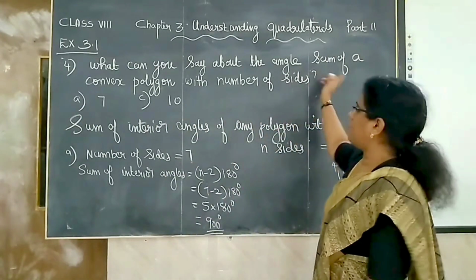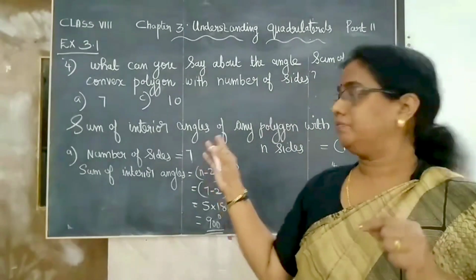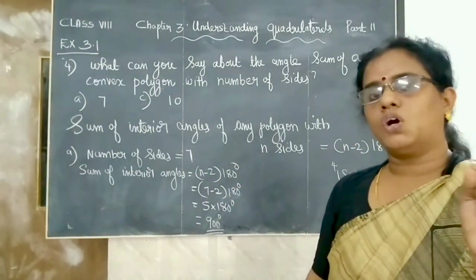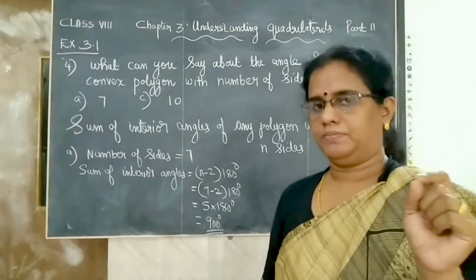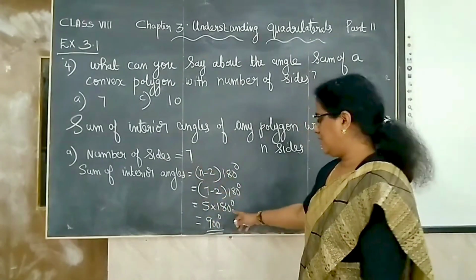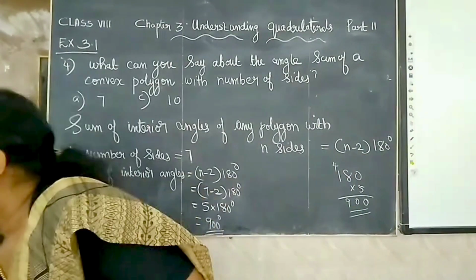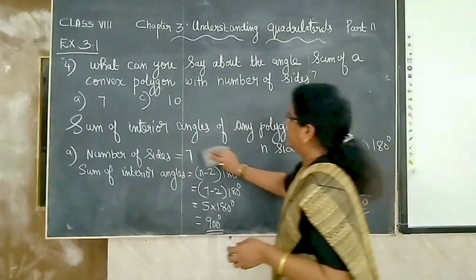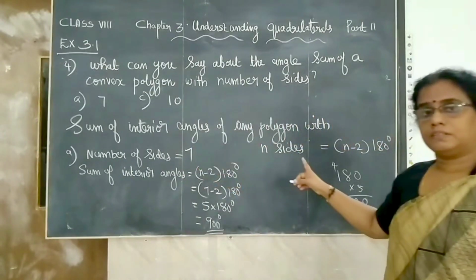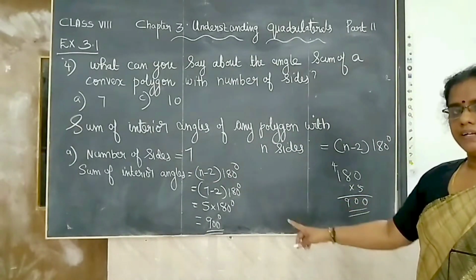Here the question is, can you say about the angle sum? We have to find the interior angle sum, because the sum of exterior angles is always 360 for any polygon. So here we have to find the sum of interior angles, and we got this as 900 degrees. The first case, I think all of you understood. That is, the sum of interior angles is 900.